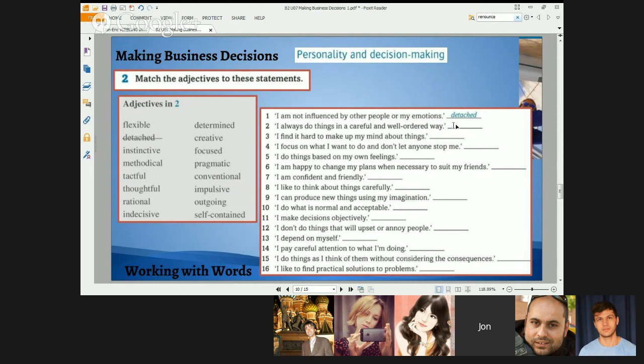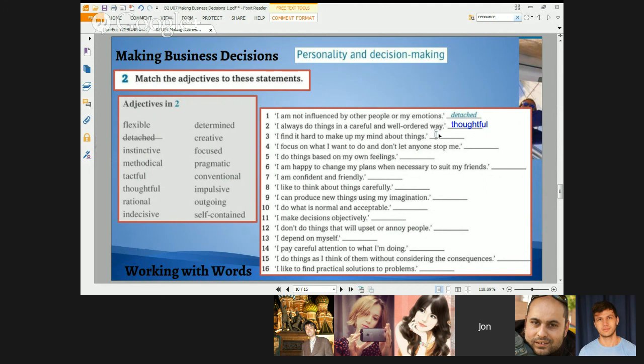So the first one is detached. I'm not influenced by other people or by emotions. I would describe myself as detached. Shadow, what do you think about number 2? I always do things in a careful and well-ordered way. Flexible, instinctive, methodical, I think, tactful, thoughtful, rational. What do you think? I think thoughtful. We'll find out at the end. We're going to go through this and then we'll go back because we might change our mind as time goes on. All right? And go ahead.